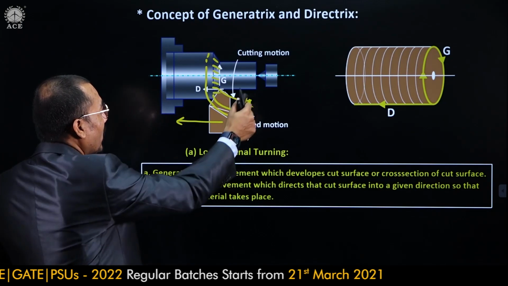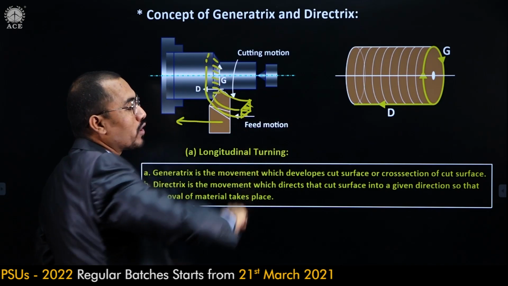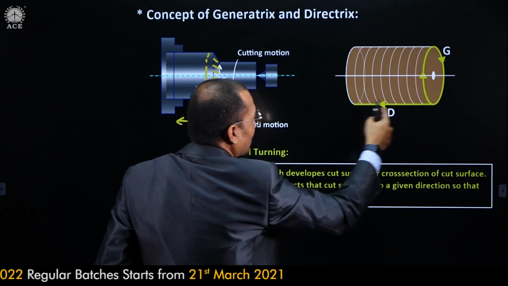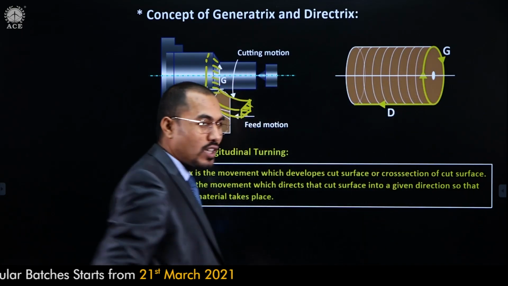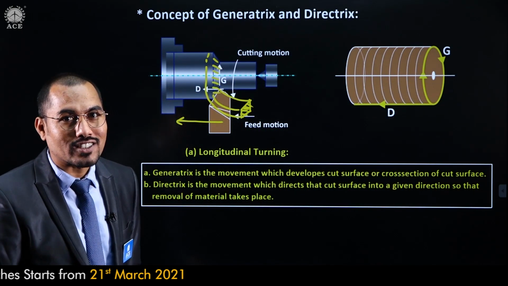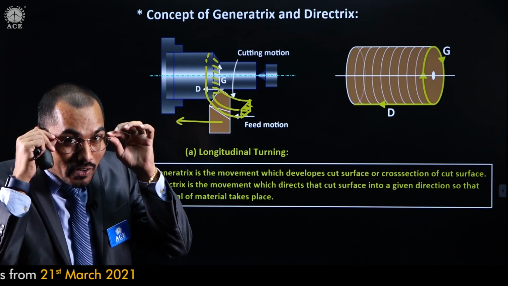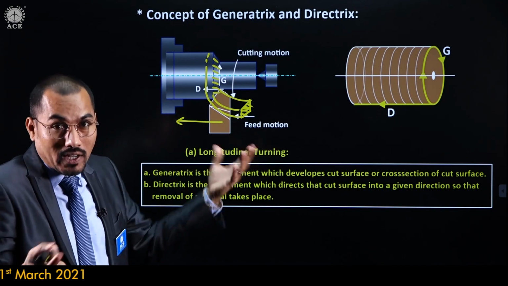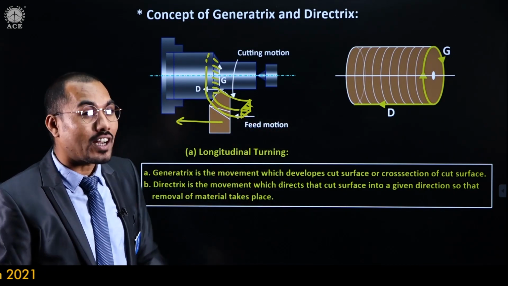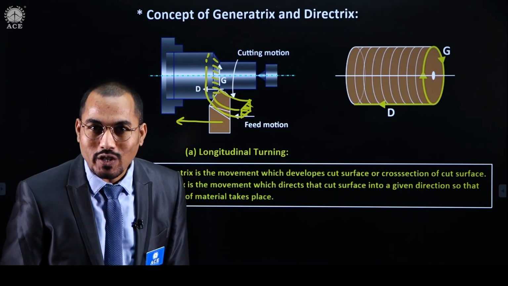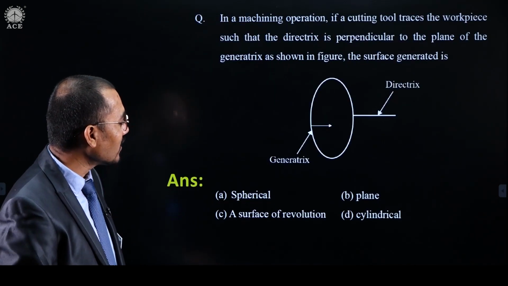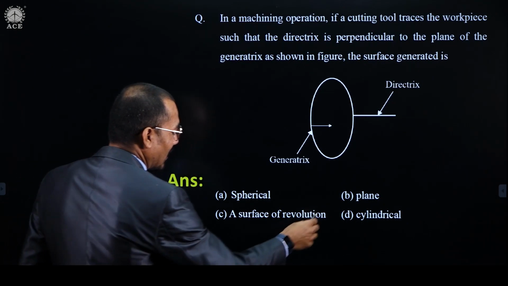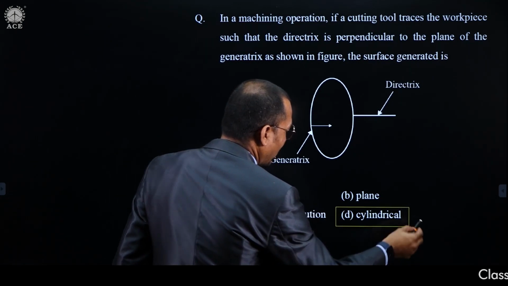And therefore, sir, when I am removing here, the chip is going to get manufactured. So this is the direction of directrix. This is the generatrix. You tell me which surface is going to get manufactured. Sir, by naked eye, even if I remove my spec, I can say that, without spec, with spec, whatever it may be, a cylindrical surface is going to get manufactured. And therefore, the answer is: cylindrical surface is going to get manufactured.